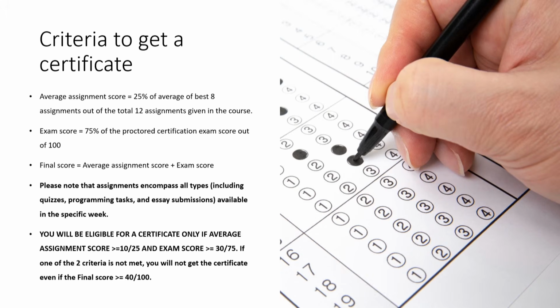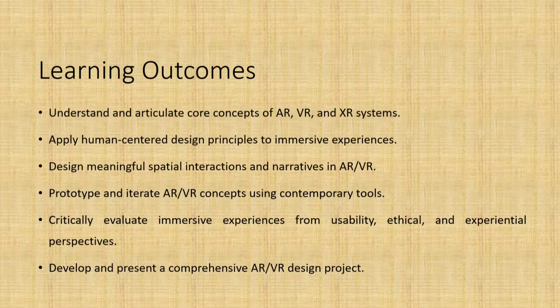You will be eligible for a certificate only if your average assignment score is greater than or equal to 10 out of 25 and your exam score is greater than or equal to 30 out of 75. If one of the 2 criteria is not met, then you will not get a certificate even if the final score is greater than or equal to 40 out of 100.